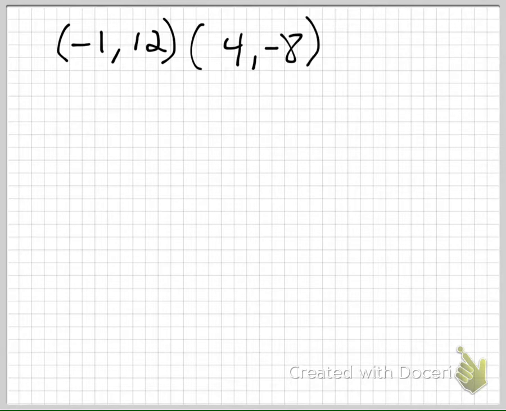I'll give you one more, I guess. Let me try this one last one. Then if you get this, I'll let you guys get started. Negative 1, 12, and 4, negative 8. And I want you to give me, here's the instructions. It would say, write this linear equation in slope-intercept form. That's what the instruction would be.